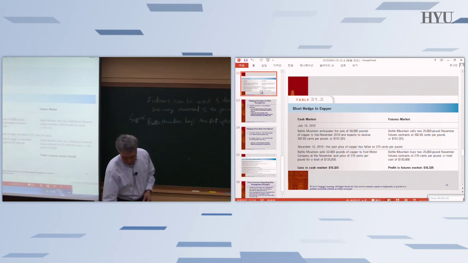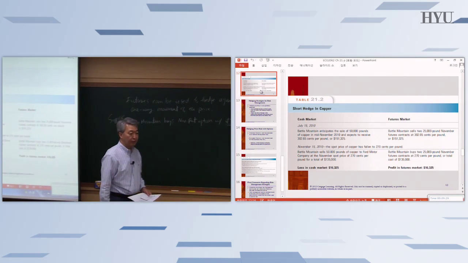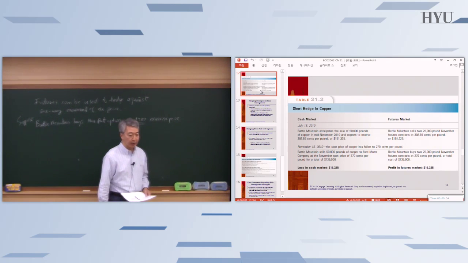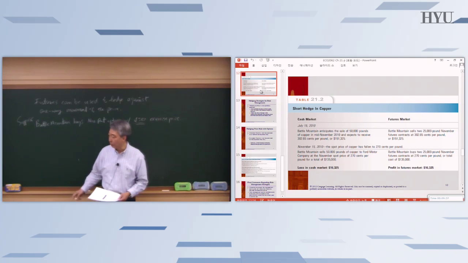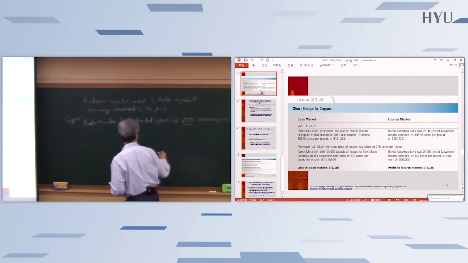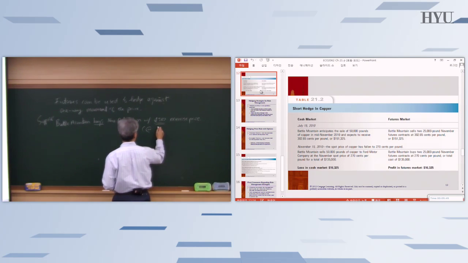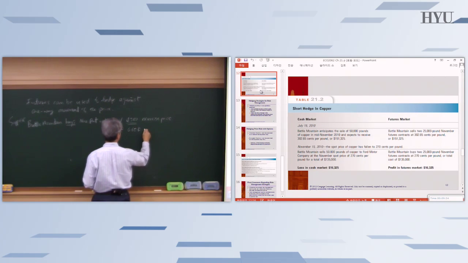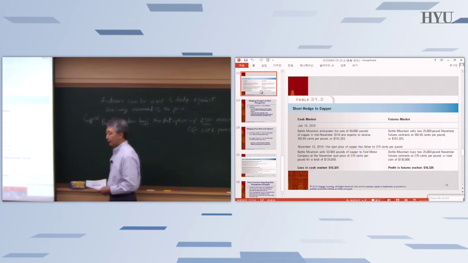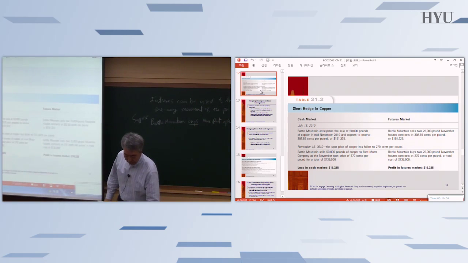Well, the difference between future and option here, one difference is in order to buy option, you have to pay premium. Okay? So let's say 6.65 cents premium. You know, it's like insurance. Okay? So in case price goes down, you will exercise.